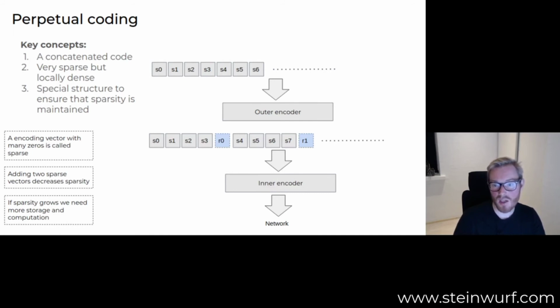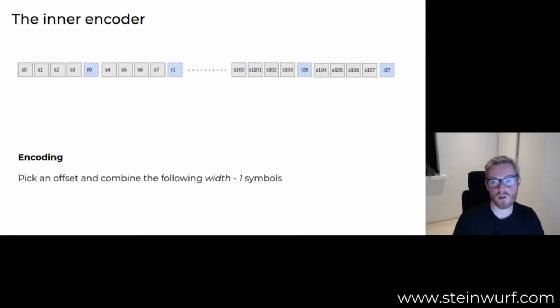So let's take a look at what it is that this inner encoder is doing, because this is what is preserving this sparsity in the structure. The way that the inner encoder works is really simple. When we want to produce an equation, we have our input symbols here. There are 180,000 of them, plus these interleaved outer code symbols. And what we do is we simply pick an offset somewhere. And then we do a linear combination of the following width minus 1 symbols. So in this particular case, we have a width of 4. And then we pick S2 as our offset. And then we do a linear combination of S2 plus S3, R0, and S4, which are the following 3 symbols.